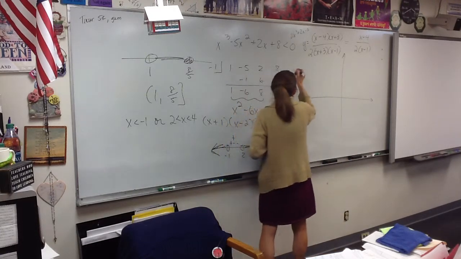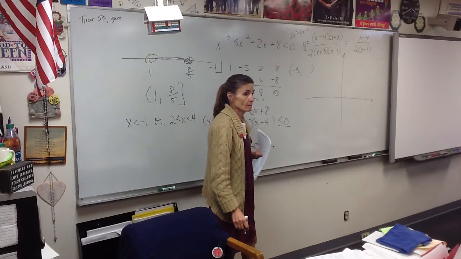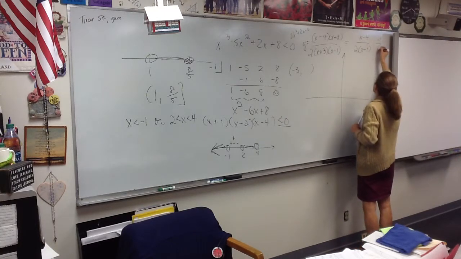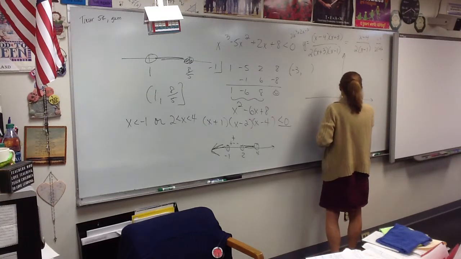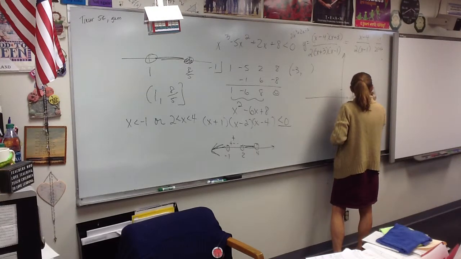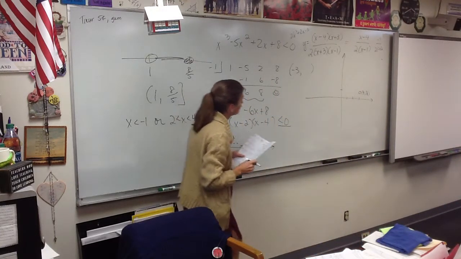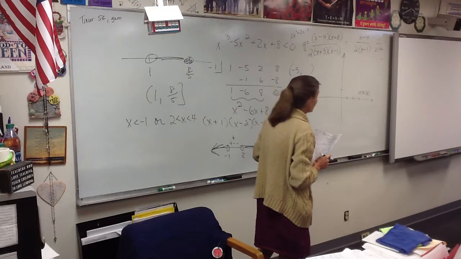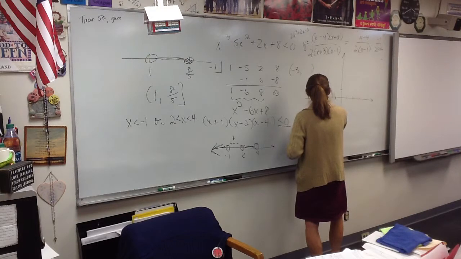And the hole will be where x is -3. Right? So we'll put -3 in up here, and we get -7 over 2 times -4. 7/8? Yeah, it's positive. Yeah, thank you. Plot it in the right place.